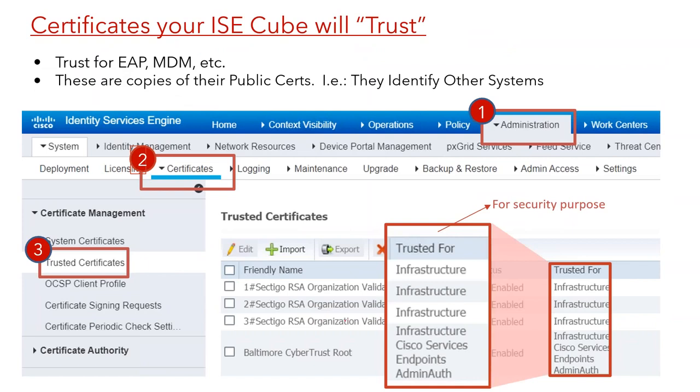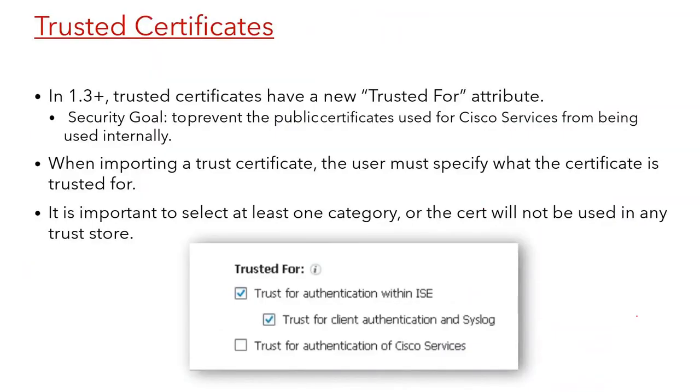We can go to Administration and check the certificates, System, Trusted. The interesting thing here is that while we are checking the trusted certificates, you can see that for security purposes, we have trusted for infrastructure, Cisco services, endpoints, admin authentication. And again, these trusted certificates may have attributes. Cisco has given attributes as well, and we should go and check mark those attributes.